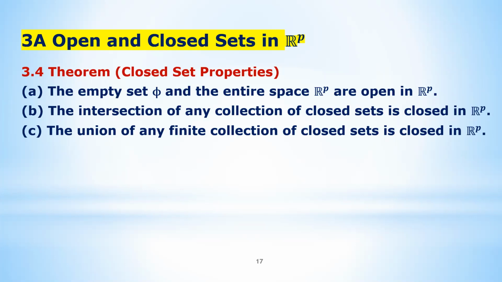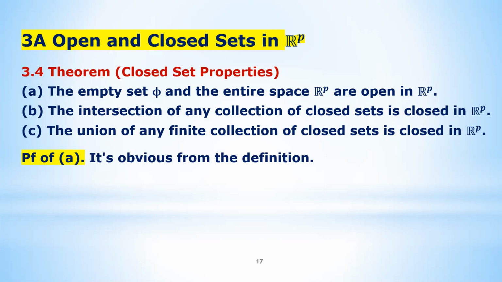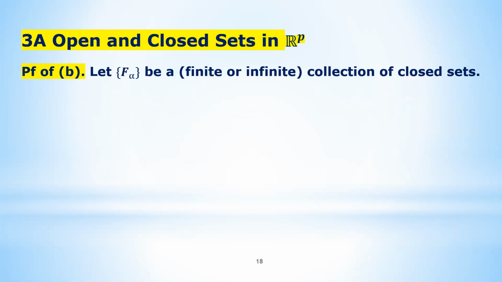Now we are at the point of trying to prove this property. As we can see previously, part A is obvious from the definition. So let's see how we prove part B. Part B is about the intersection, right?